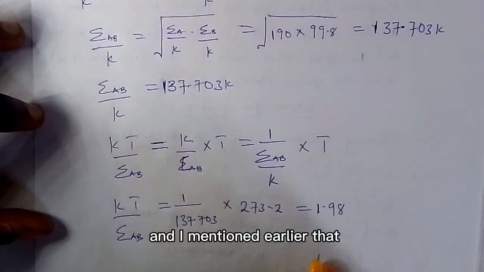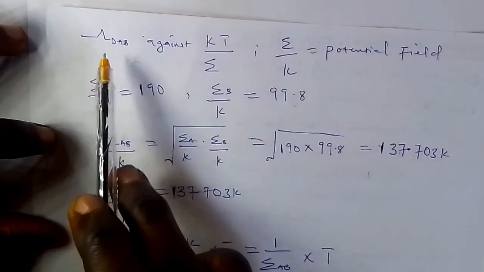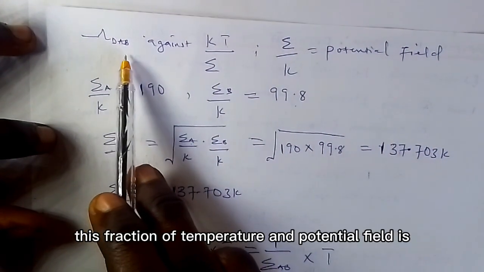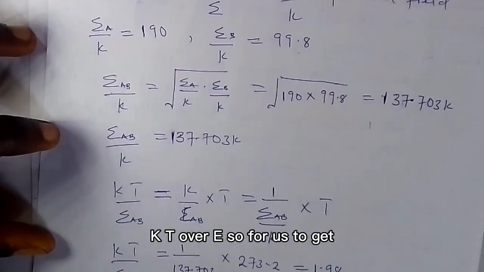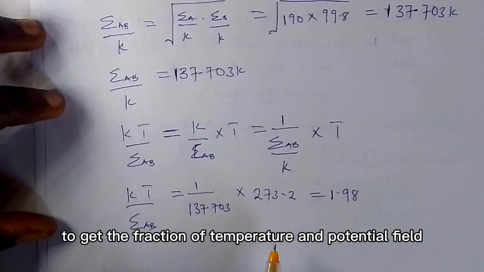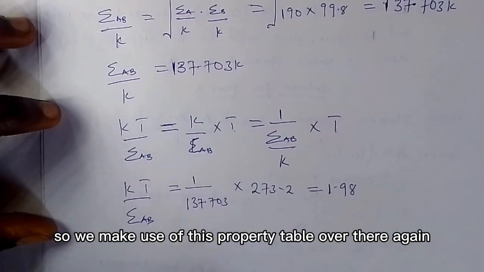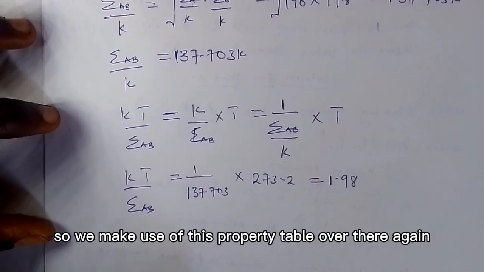And I mentioned earlier that this function of temperature and potential field is plotted against KT over E. So for us to get the function of temperature and potential field, we make use of this property table overlay again.